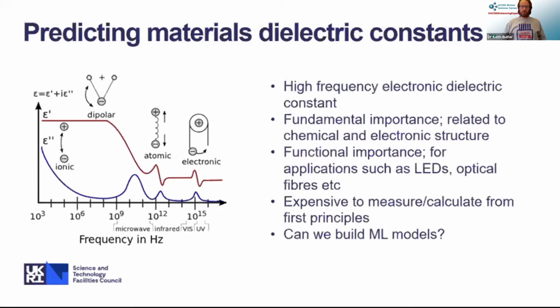In particular, we're interested in the high frequency dielectric constant. This is of fundamental importance. It's related to the chemical and electronic structure of materials and of molecules. It's of fundamental scientific interest and has been studied for well over 100 years. It also has functional importance for anything where the optics of a material are important, so LEDs, optical fibers, etc. It's important that you're able to know dielectric constants. But when you want to calculate this from first principles, it's actually a relatively expensive calculation to do.